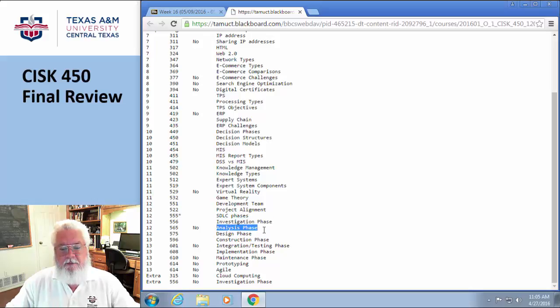The analysis phase, and I put a no out there because I embellished a great deal of information on this one, talking about how do you go about gathering additional information? For example, assuming that you have an existing system that you're going to be replacing, and there were some techniques that you could use for how to gather more information about that.